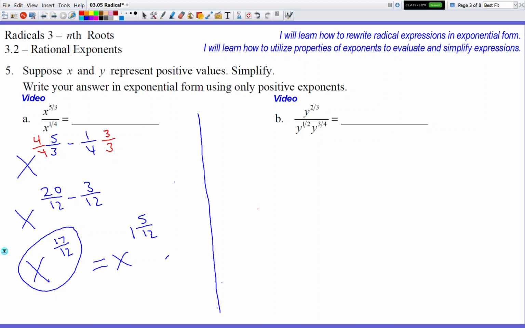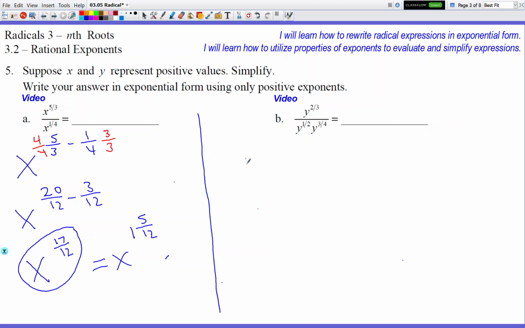Now you have a whole bunch of y's all connected, like these two y's in the bottom are connected via multiplication, and these two y's in the bottom are connected to the y in the top via division. So you're going to have a whole bunch of stuff going on. But the main thing to understand is these y's are on the bottom and this y is on the top, so you're basically going to be subtracting powers. Let's go for it.